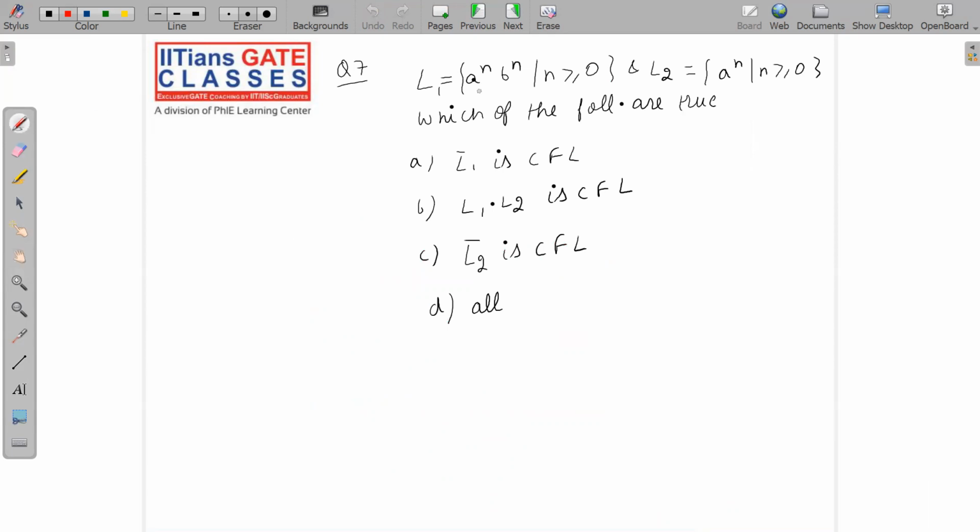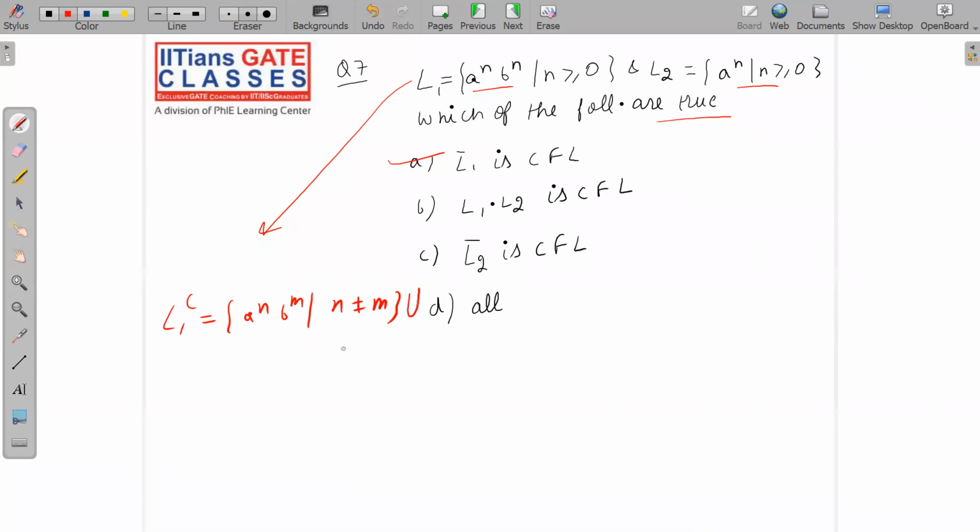This is the last question. L1 is A power N, B power N, L2 is A power N. Which of the following are true? L1 bar is CFL. Yes, this is true. Because the complement of this will be what? I have not shown you how to find the complement, but you should have guessed that if A and B are equal, then the complement will contain strings in which A and B are not equal. So L1 complement will be A power N, B power M, such that N is not equal to M.